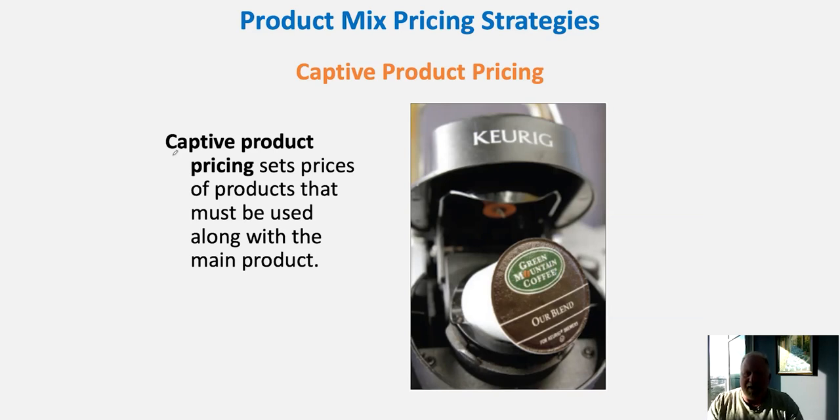So what do they do? They make their money off the pods rather than the machine itself. We see this with razors, where you can't just buy any razor blade for the razor you have, because not all of them fit. So you have to buy a specific blade, and the blade is expensive, but the razor itself is very inexpensive. That's what we call captive product pricing. You're captive to that razor or that Keurig machine, and you can only buy products that fit with that Keurig or fit with that razor. Okay.